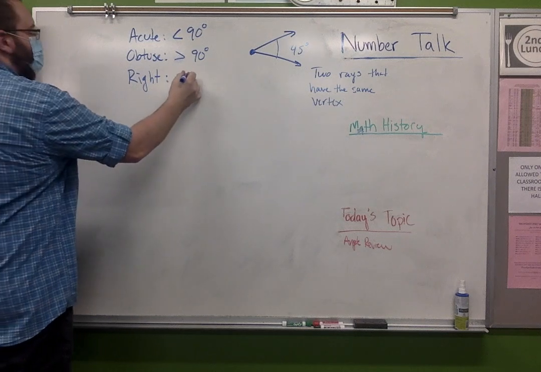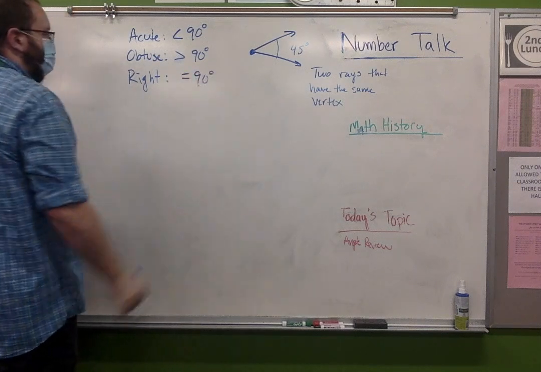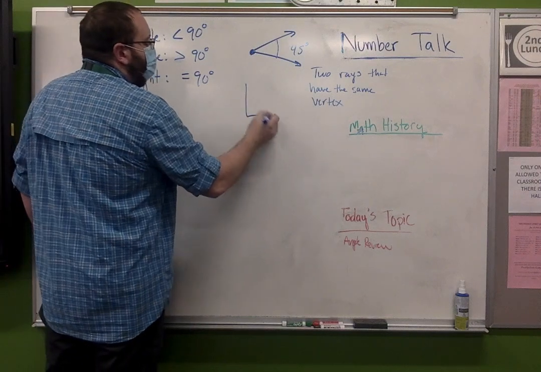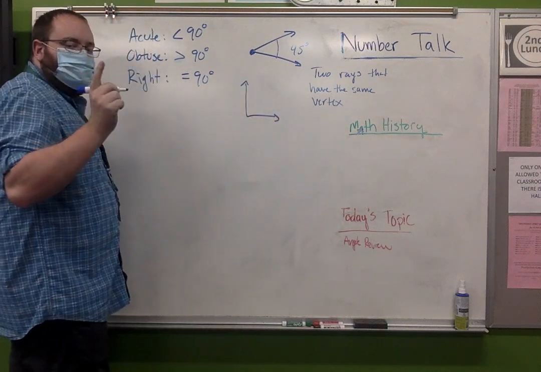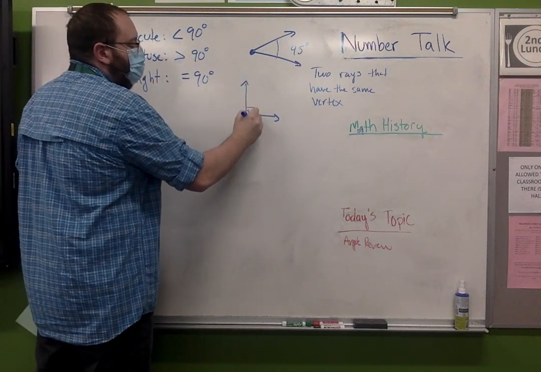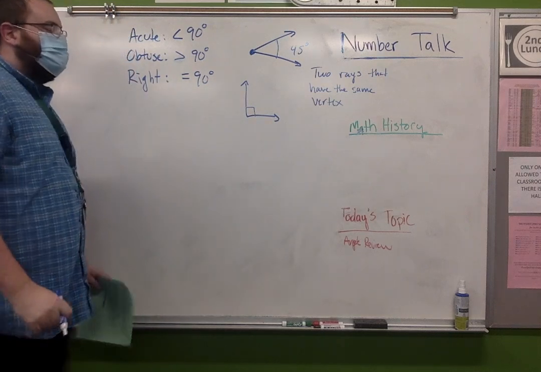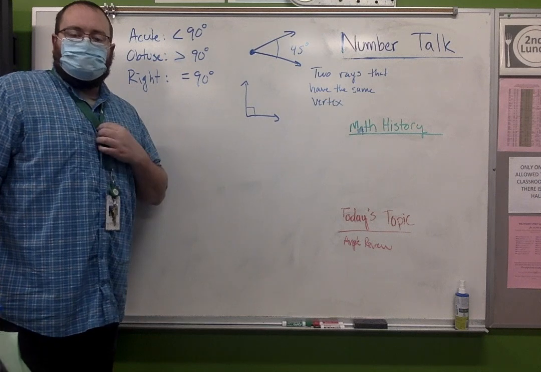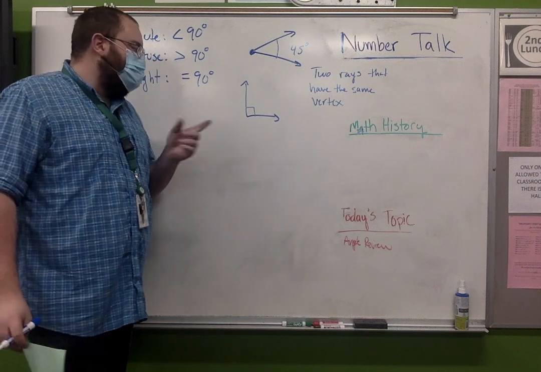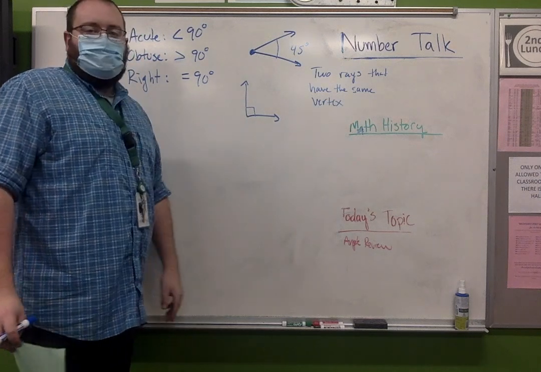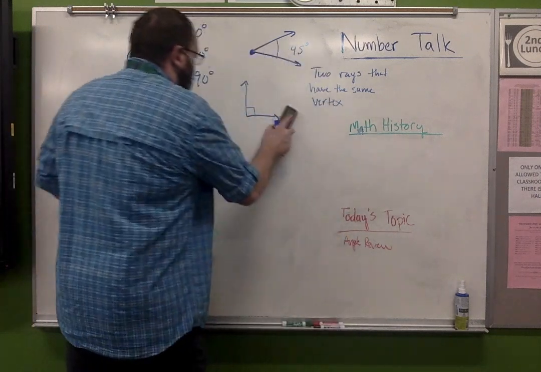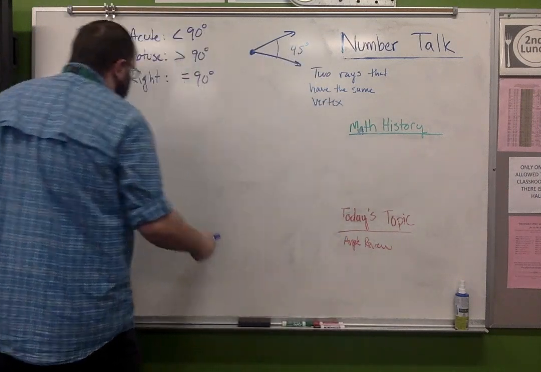A right angle is equal to 90 degrees. And when we draw a right angle, the notation we use is this little square here. The reason we use a square is because in a square, all the angles are right angles. All the angles are 90 degrees. So it's fitting that we use a square to represent a 90-degree angle.